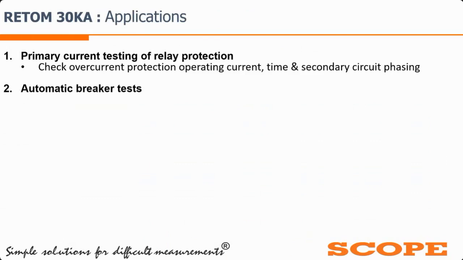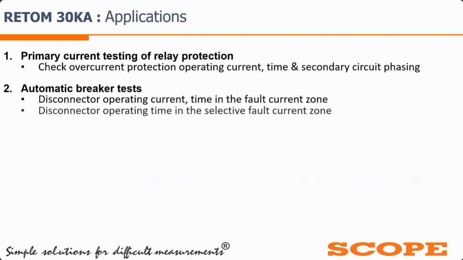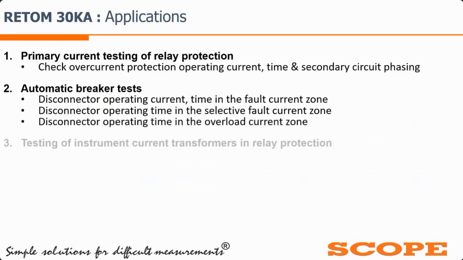So the other major applications of RETOM 30K include primary current testing of relay protection, automatic circuit breaker test, as I said, operating time and time interval zone of the disconnector, operating time in an overload current zone. Retom 30K is very suitable for the same.